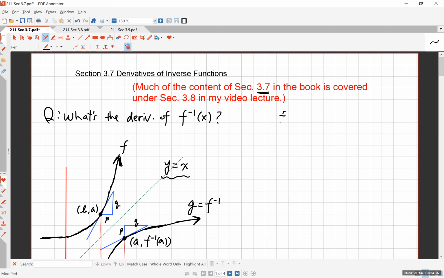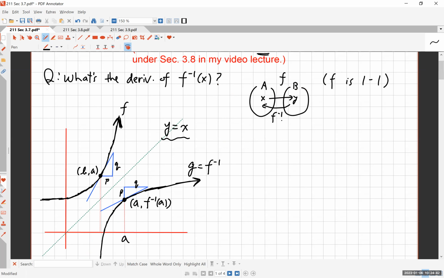All right, now just to review the idea of inverse, you have the set A, the domain, and set B, the range. If you have a function f that sends x to y, then f inverse is going to send us back this way. And this only happens if f is 1 to 1. If f is not 1 to 1, you cannot define the inverse function. This was back in chapter 1. So when f is 1 to 1, the inverse, f inverse, can be defined, and it maps y back to x.